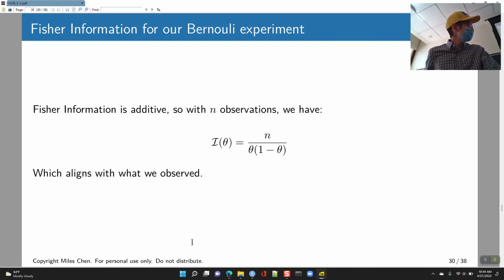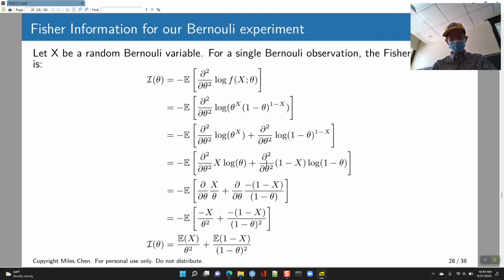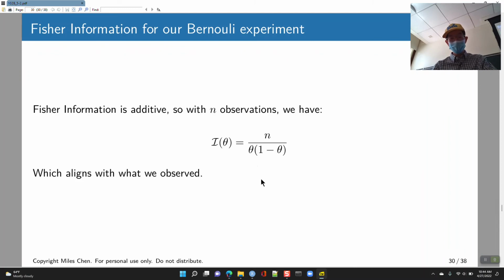Fisher information is additive. If you have n observations, you could derive this yourself as well, but the total information for n observations is going to be n over theta times 1 minus theta. And that aligns with what we had: when we had 10 observations versus 1,000 observations, those 1,000 observations were basically 100 times the information we had with 10 observations. So how much information do we have?